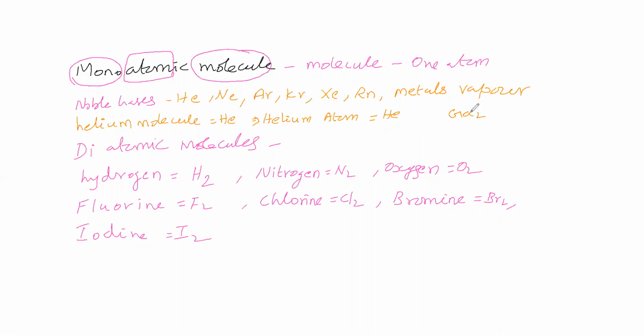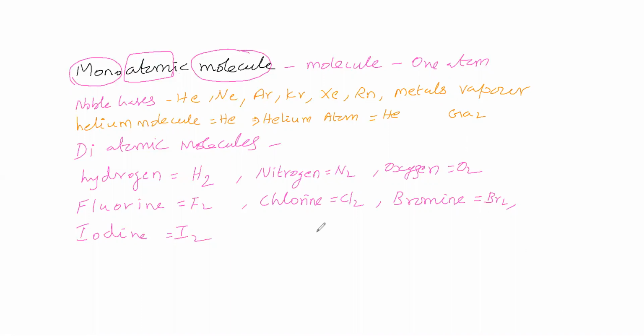So generally, metals in vapor state come under monoatomic. The exception is gallium, which will exist as a diatomic molecule in the vapor state. The general rule is that metals in vapor state exist as monoatomic molecules.